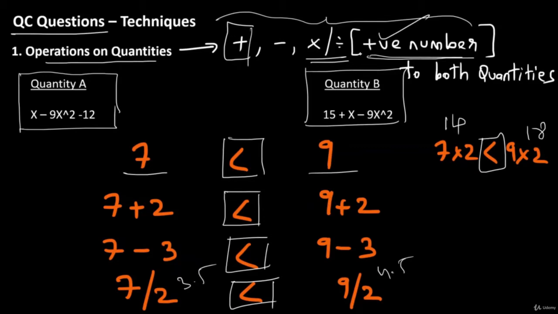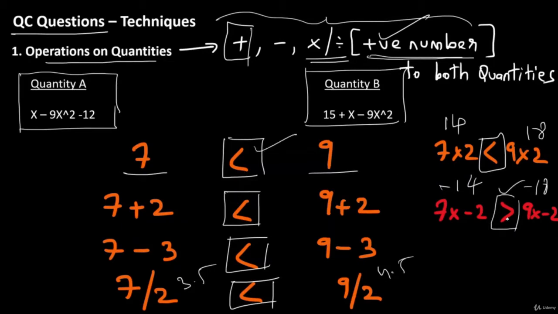What happens if you do this with negative numbers? Let's see that over here. If I multiply 7 with minus 2 and 9 with minus 2, I have minus 14 and minus 18. And minus 14 is greater than minus 18. So you can see that the sign is changing, right? Over here we had less than and over here we are having greater than. That's why we don't do this with negative numbers.